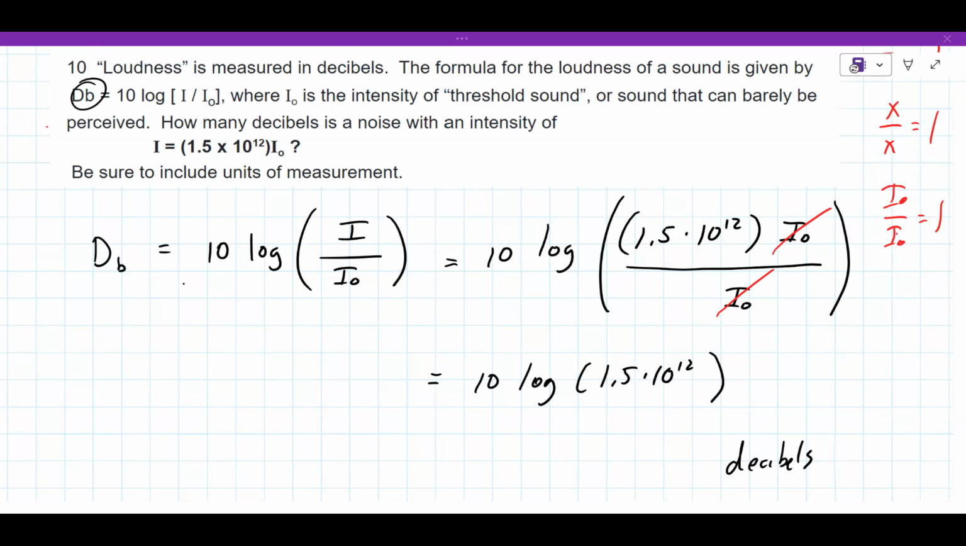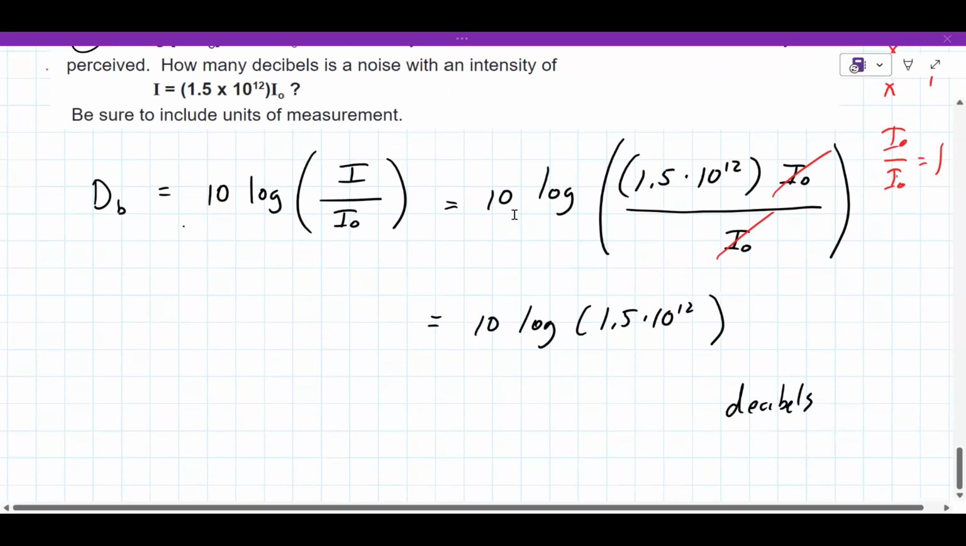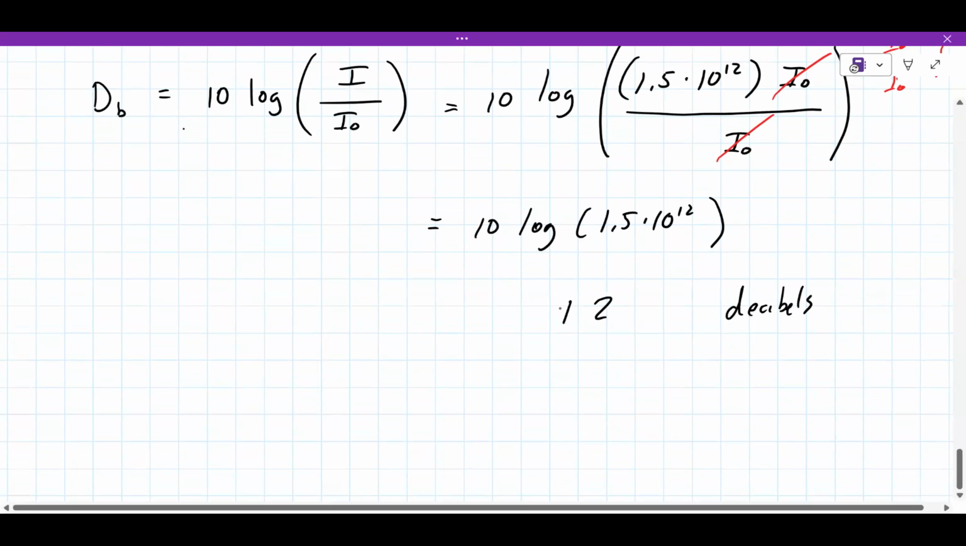Okay, so the answer would be 121.77. Let's just round to the ones place, 122 decibels. Okay.